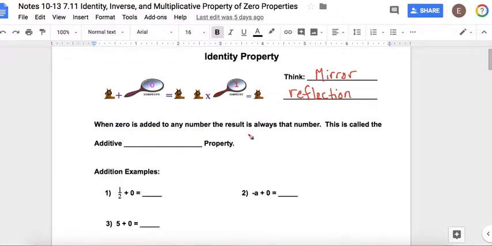So when 0 is added to any number, the result is always that number. This is called the additive identity property. So whenever we add 0, we're going to get the exact same number. So look at example 1. 1/2 plus 0 equals 1/2. Negative a plus 0 equals negative a. And 5 plus 0 equals 5. So in all three of these cases, I added 0 and got the same exact number.